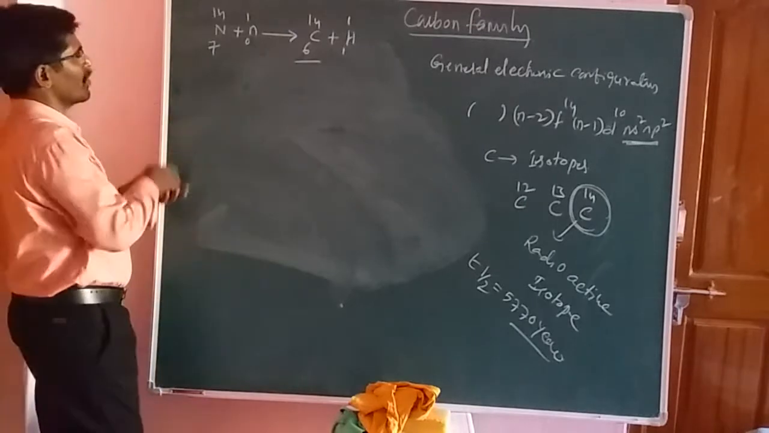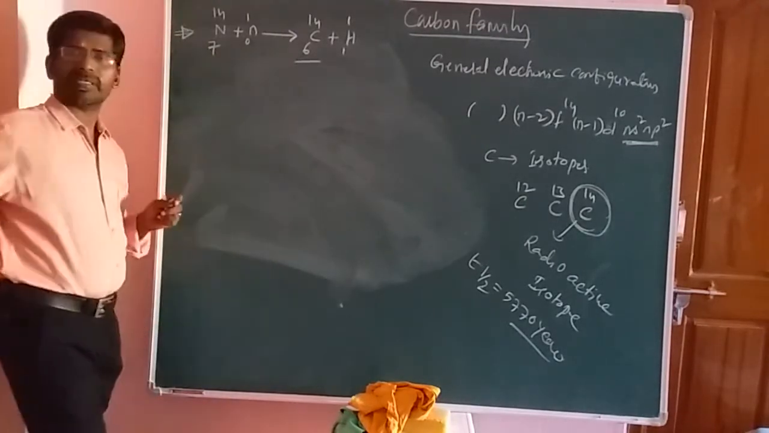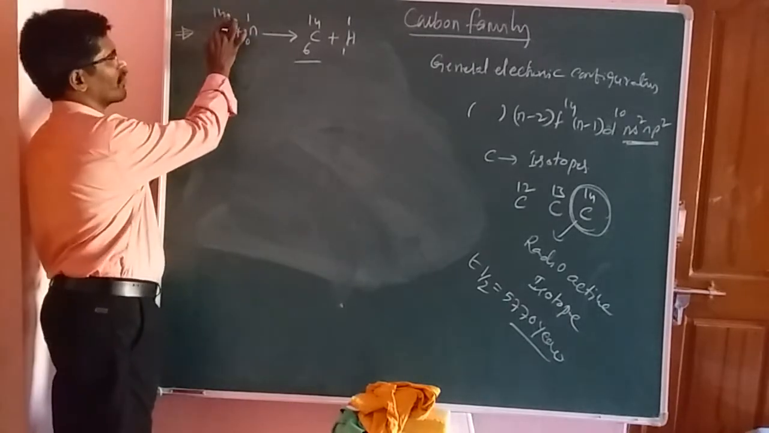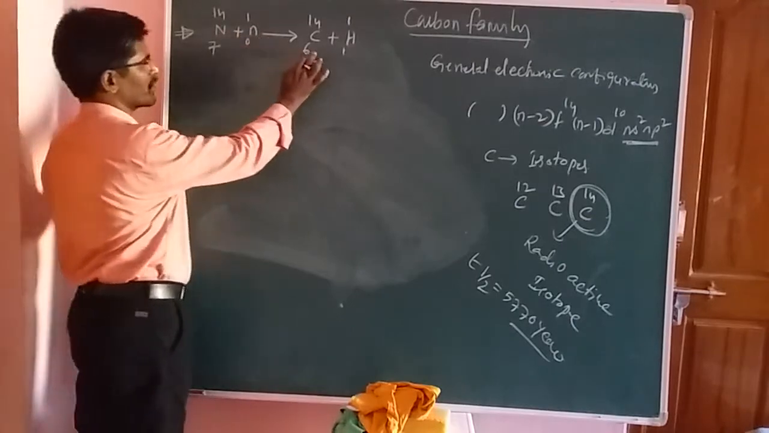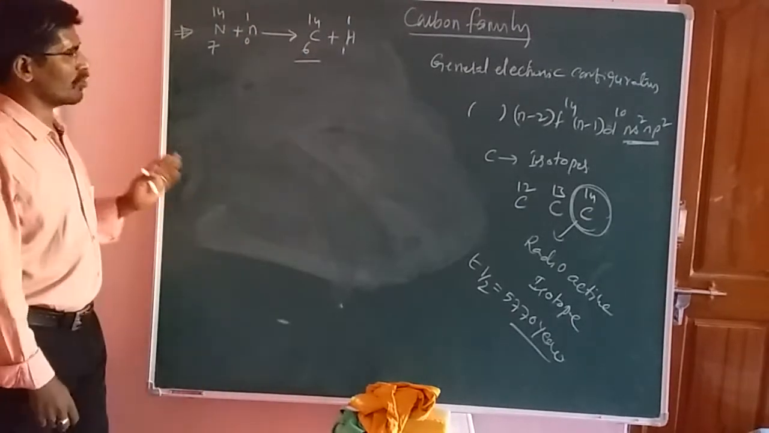Here we prepare the C14 isotope by using the nitrogen element. What is the atomic number of nitrogen here? 7 and 14, reacting with one neutron. So it gives C6 and 14. That is the isotope of carbon.